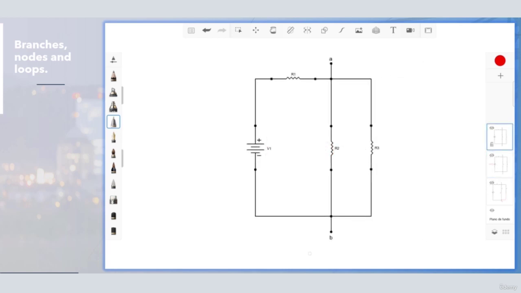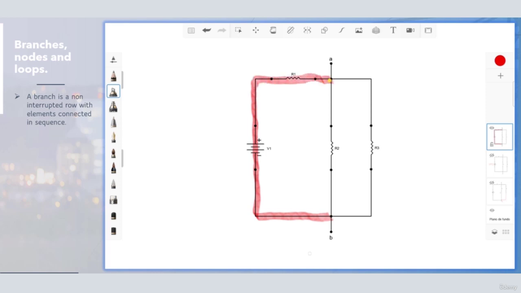So now that we have a better organized circuit, let's identify all the branches. A branch is a non-interrupted row with elements connected in sequence. So let's draw some non-interrupted rows in the circuit lines or cables and check how many branches we have. So I will start from the point B, and I'm drawing a non-interrupted line, and I pass through the voltage source V1 and the resistor 1.